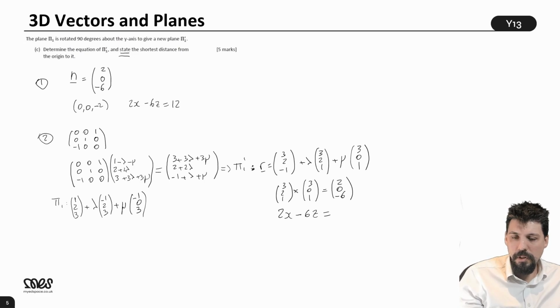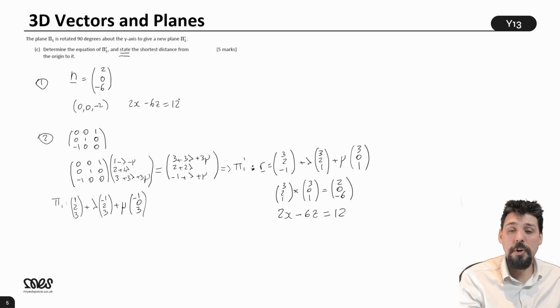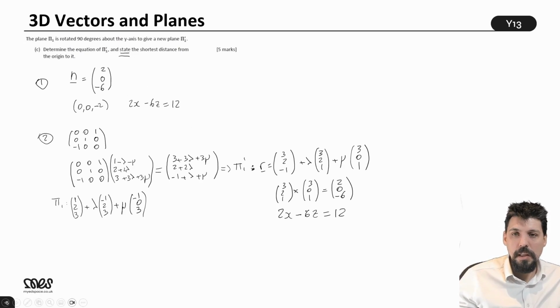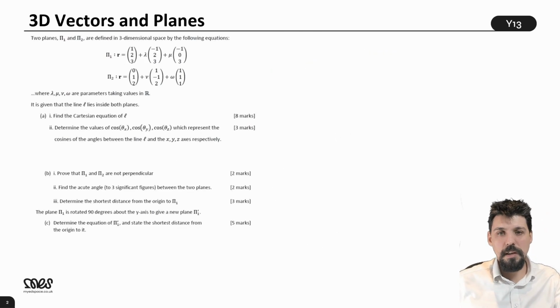Did I get this point correct on the plane? I've said it goes through the point 0, 0, minus 2. But we could just put in the 3, 2, minus 1 as well. 2 times 3 is 6, minus 6 is 12. So no matter what, we get the same answer, whether we do it with that more intuitive geometry or pure brute force or rotational stuff. And there we go, an absolutely whopping, how many marks with that? 8, 10, 15, 20, 23 marks.